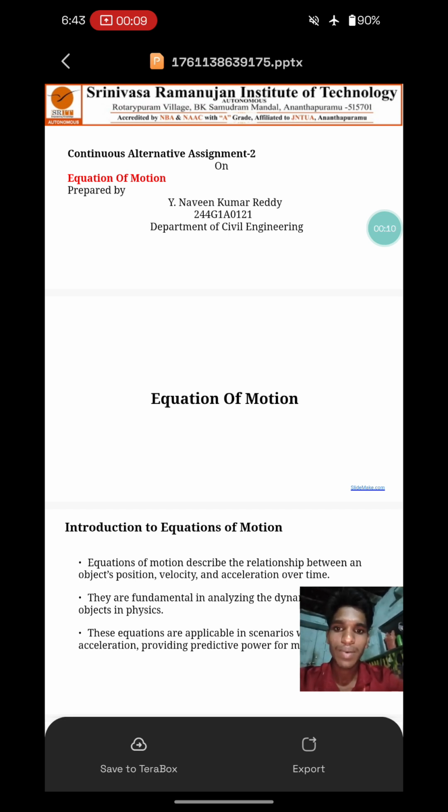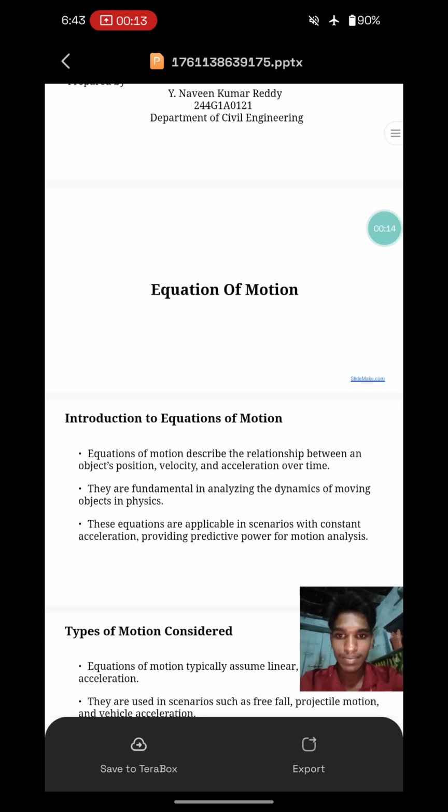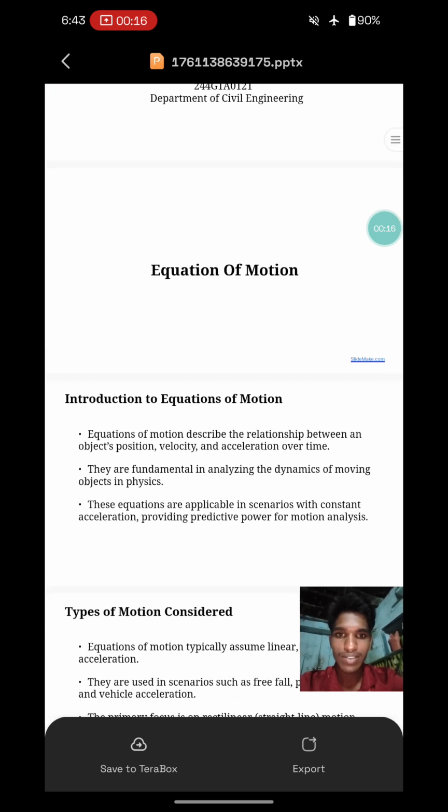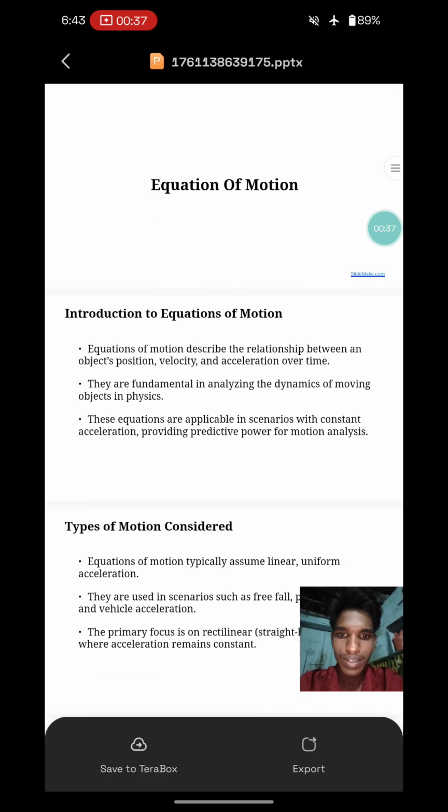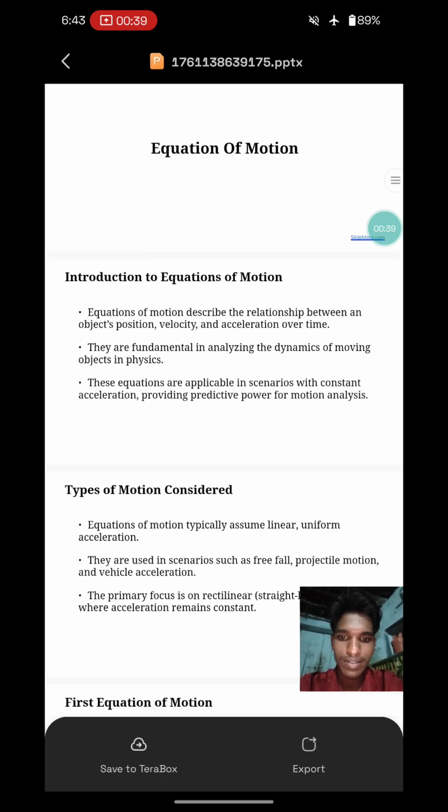Today we will discuss a part of fluid mechanics, the equation of motion. Introduction of equation of motion. Equation of motion describes the relation between an object's position, velocity, and acceleration over time. They are fundamental in analyzing the dynamics of moving objects in physics. Also, these equations are applicable in linear constant acceleration, providing predictive power in motion analysis.